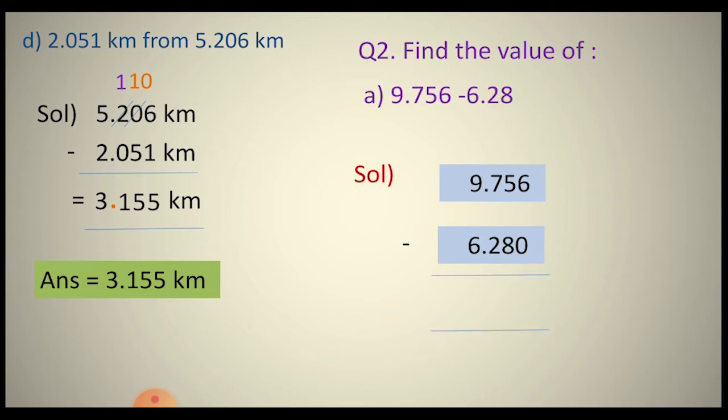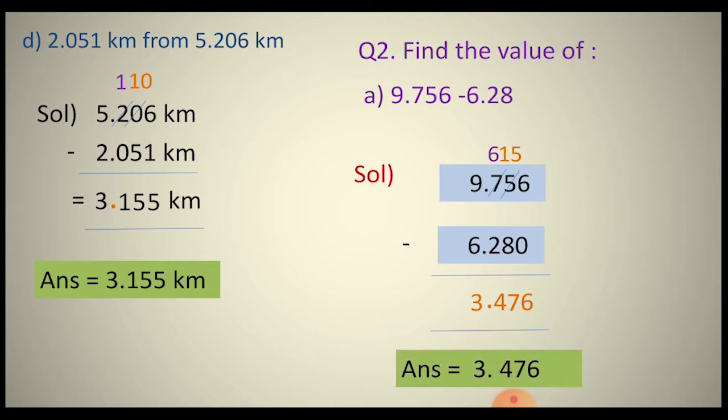So the subtraction will be, you can see 6 minus 0 will get here 6, and 5 minus 8 is not possible, so we will take borrow from the previous digit for this 5. Okay, so this 7 will become 6 and this 5 will become 15 here. So you can see 15 minus 8 when we do, we'll get here 7, and 6 minus 2 will give us 4. Decimal will be brought down as it is. 9 minus 6 will give us 3. So here is the difference, 3.476.